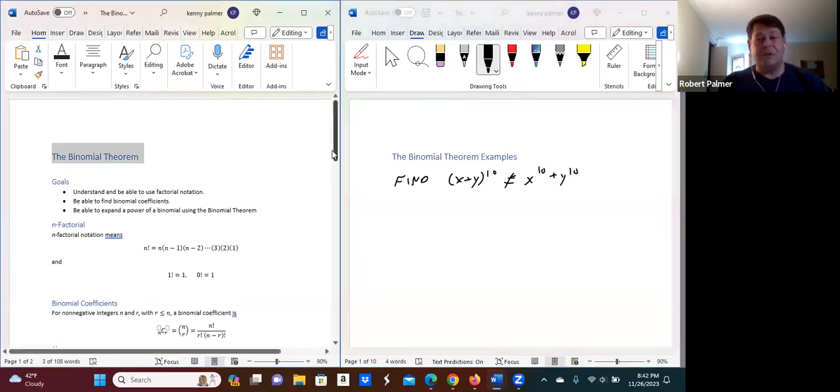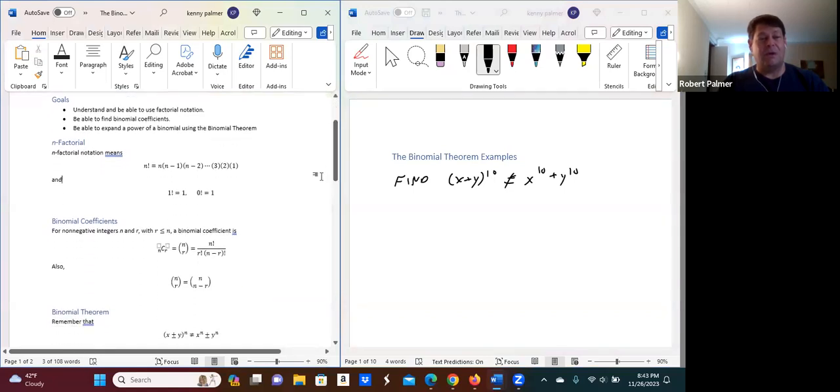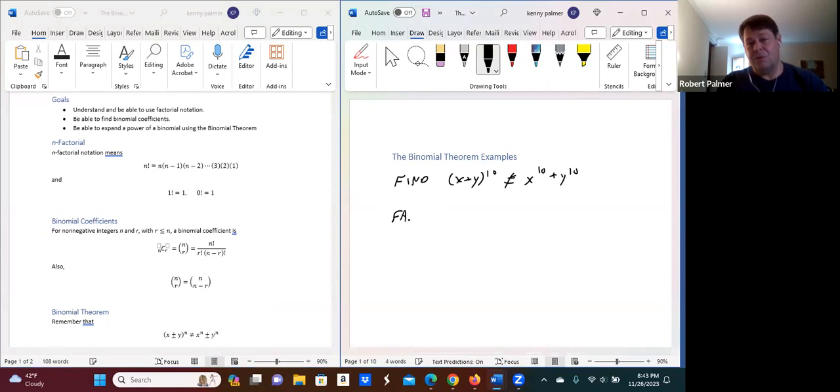So first, let's talk about n factorial, often just called factorial notation. Okay, and here's our definition. I'm going to call these often just factorials. What this says is that the exclamation point means I take n, multiply it by one less than n, and multiply that by the next integer down, and so forth, all the way down to 3 times 2 times 1.